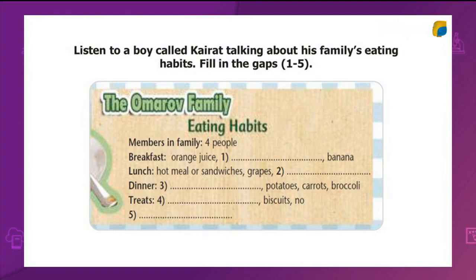Today is Tuesday, so my mum wants to cook our favorite meal, beef with potatoes, carrots, and broccoli. We sometimes have special treats like ice cream and biscuits for dessert. Our mum doesn't give us any cake though, she thinks it's really unhealthy.